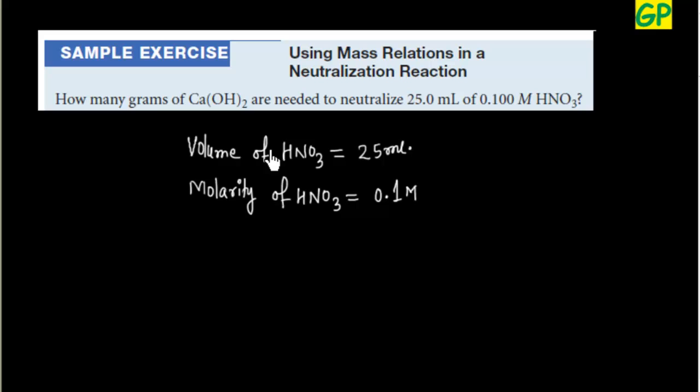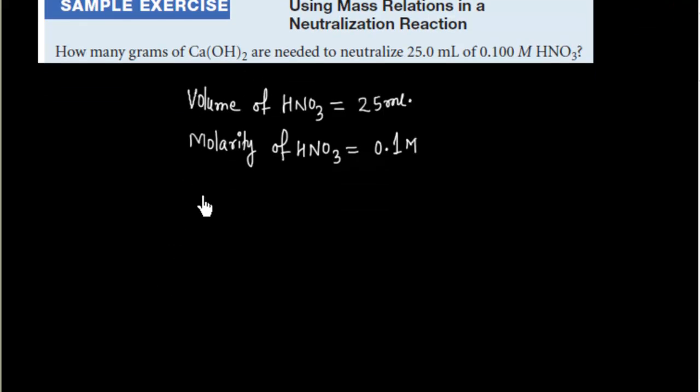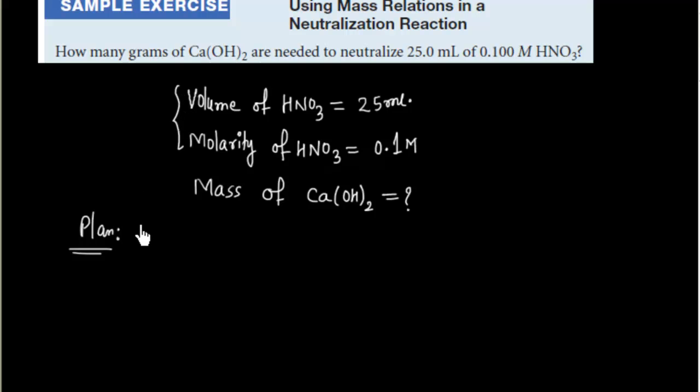And what do we have to calculate? We have to calculate the mass of calcium hydroxide in grams. Now, what should be the plan for this problem? How will you proceed? Now things are easy. We have been given the molarity and volume of HNO3, so from here we can calculate the moles of HNO3.